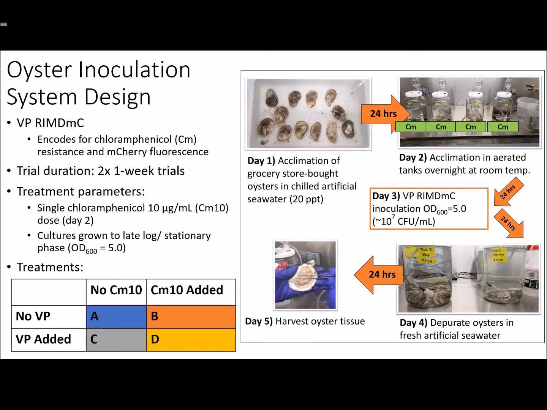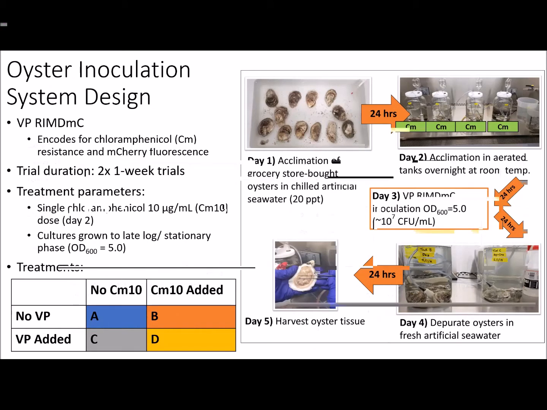Treatment A was where we had no chloramphenicol or VP. This was our control. Treatment B had chloramphenicol but no VP. In this case, we're just seeing what the native microbiome looks like whenever we challenge it with the chloramphenicol and reduce it. Treatment C is where we added VP but no chloramphenicol, and treatment D is addition of both chloramphenicol and VP. So we first looked at this in the summer of 2020.